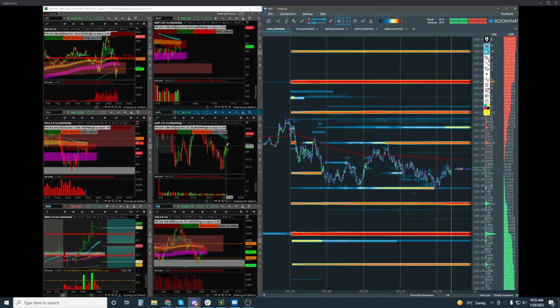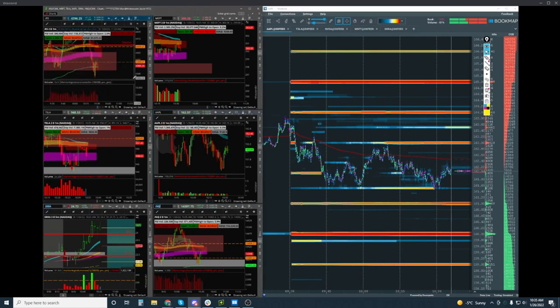Microsoft, nothing for now. Apple, almost there. I think we can have another good J-line rejection. Yes, it's still weak. They're holding VWAP over here, but they're still weak. Tesla below VWAP and J lines.